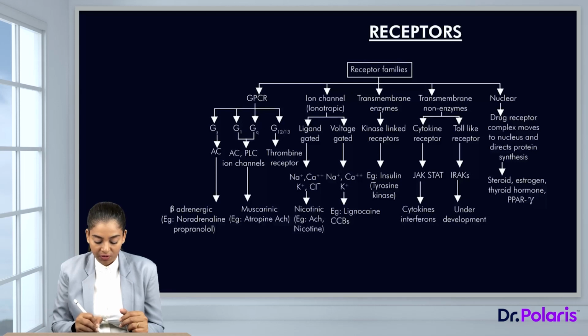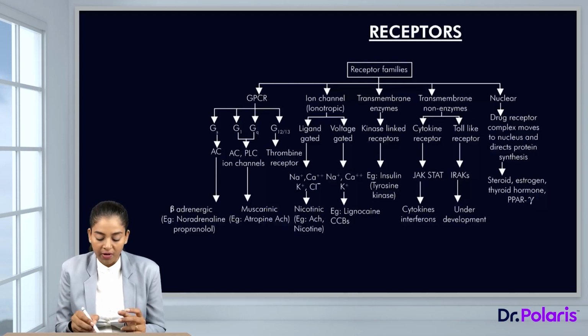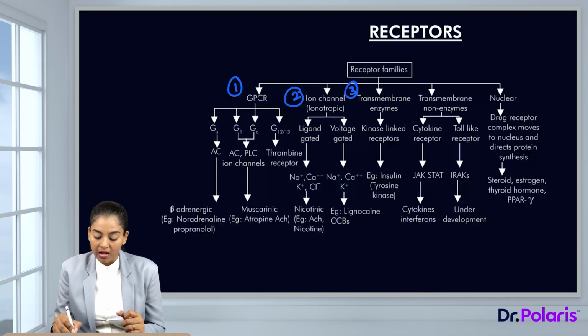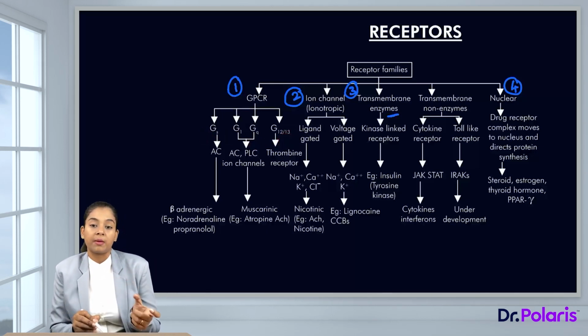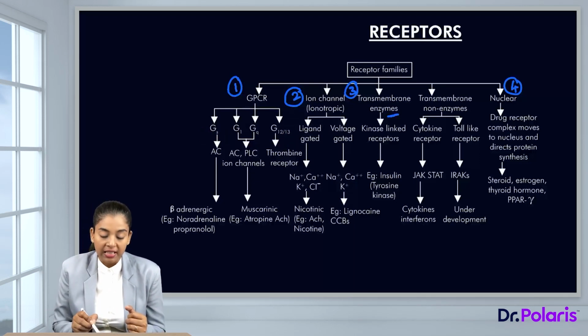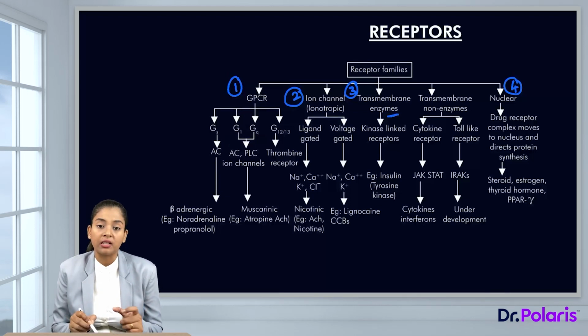So receptor families, if you see, this is the same thing in a flowchart form. First we have GPCR, then we have ion channel receptors or ionotropic receptors, then we have transmembrane receptors, which can be into 2, which are connected to enzymes, which are non-enzymatic transmembrane receptors, and fourth we have nuclear receptors. Under GPCR, there are 4 subcategories: GS, GI, GQ and G12/13. GS means it is a stimulatory receptor. Whenever you stimulate the receptor, it is going to have a positive action. GI is an inhibitory receptor. Q causes phosphorylation. G12 and 13 are thrombin receptors.